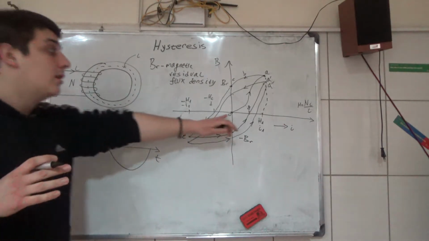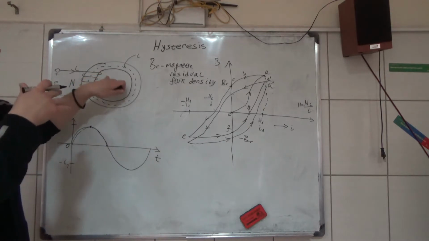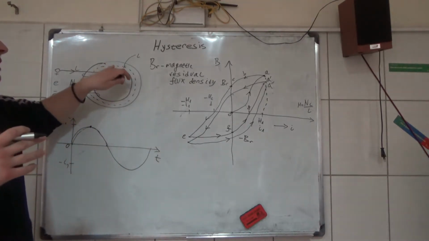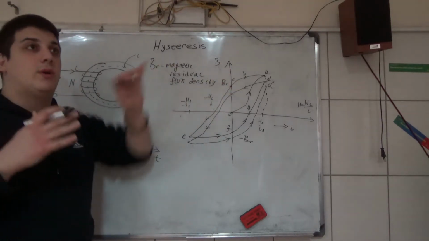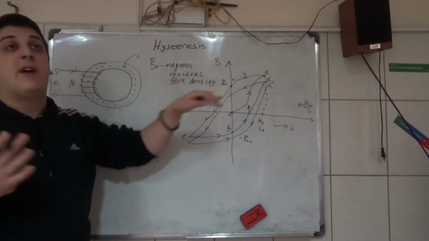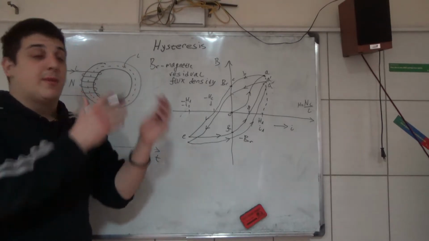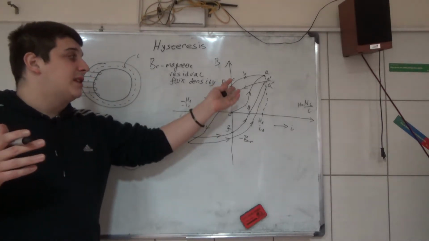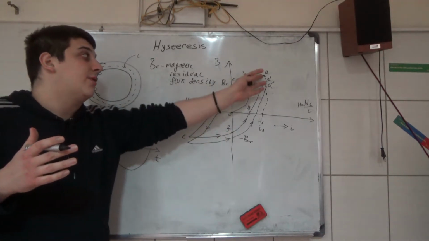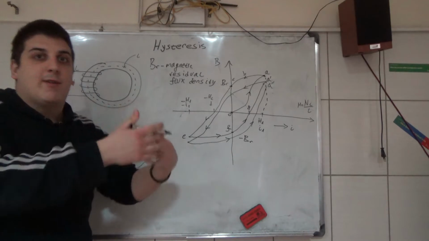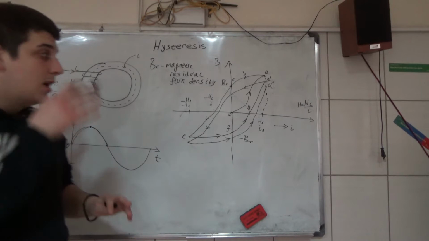Now when the current is 0, the magnetic circuit is going to have a residual magnetic flux density equal to BR. This value varies for various types of magnetic circuits, but this curvature that goes from here to here is the same for every magnetic circuit. Only the values are different.